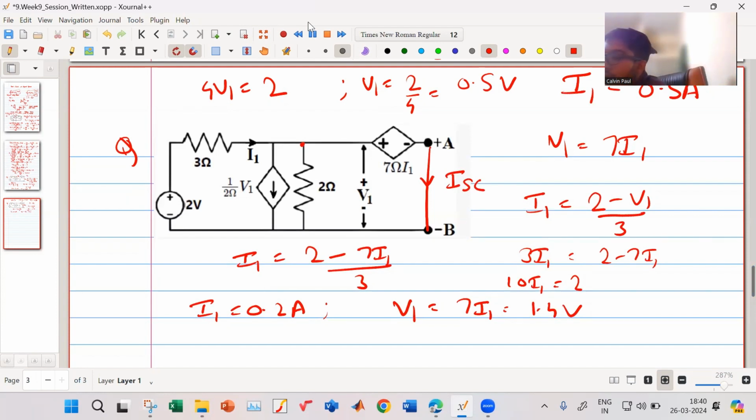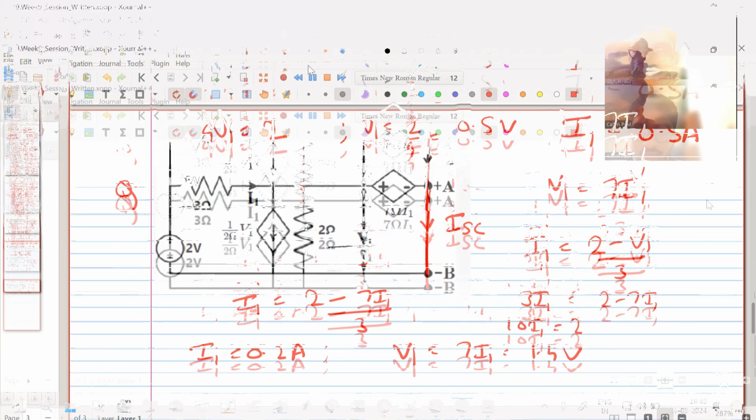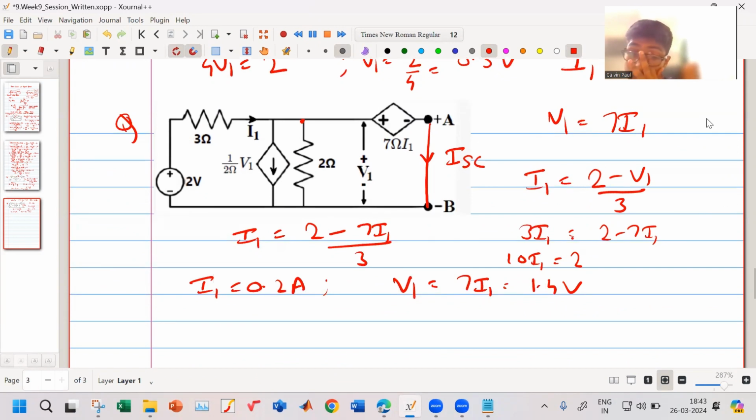That is equivalent to I. Oh, sorry. So we have how much? So now we have found V1, we have found I1. So how will I find ISC, the short circuit current?